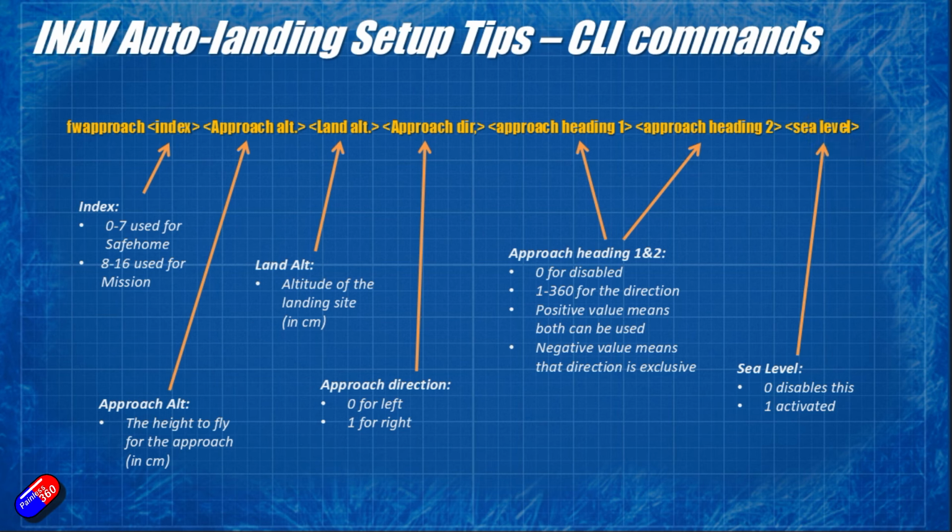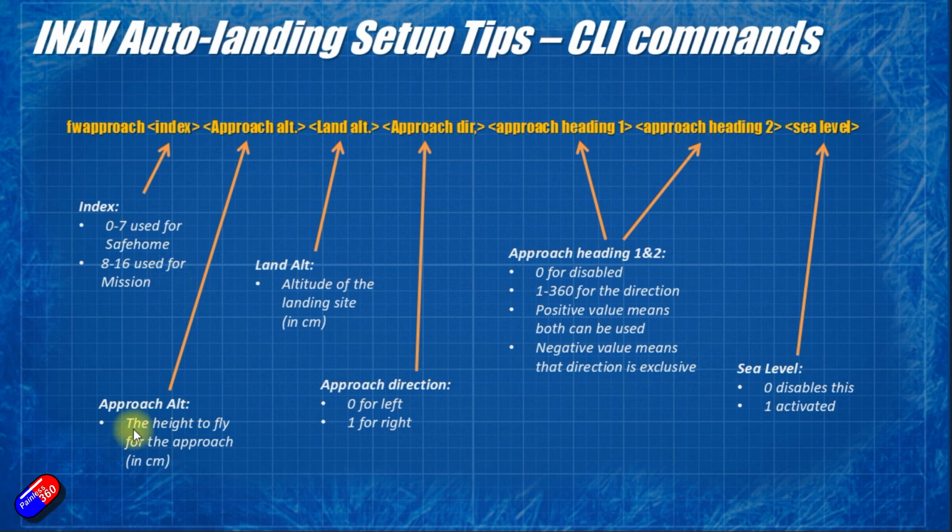Again, this is all covered in the documentation in a little bit more detail, but hopefully once you've seen this video, it'll make more sense. So the index is just the number. 0 to 7 are used for safe homes. Those are the standard locations around you that would be safe to land in if you're flying a bit further away. Numbers 8 and 16 are used for mission flying.